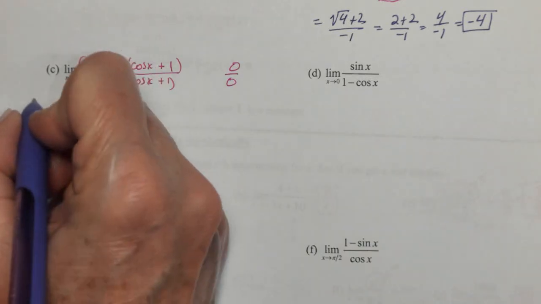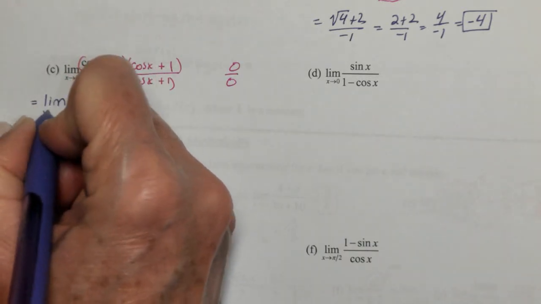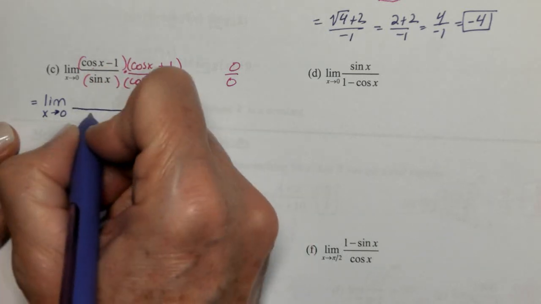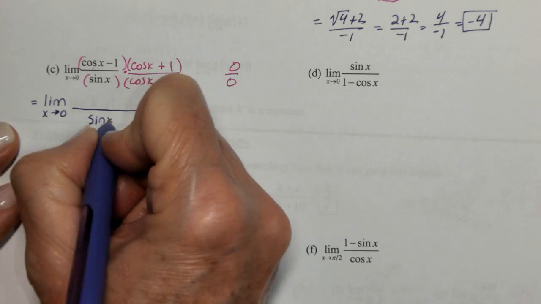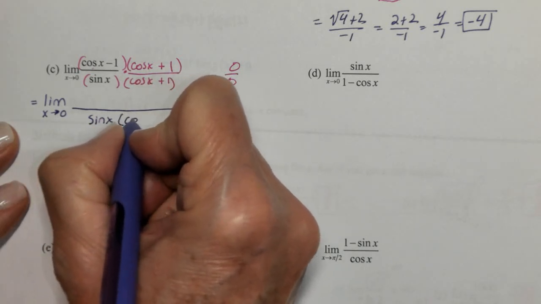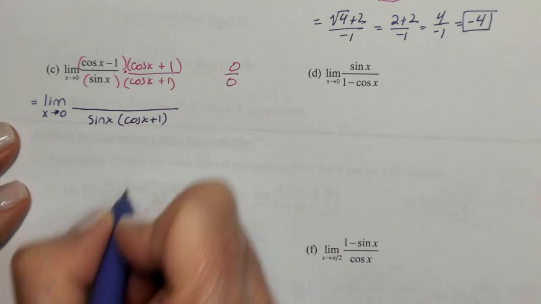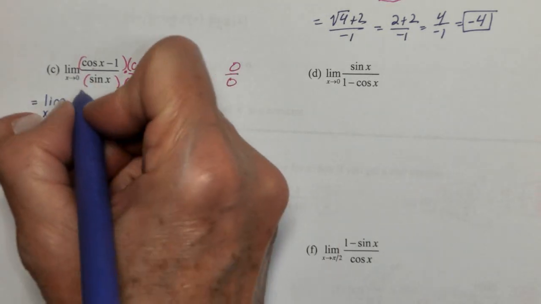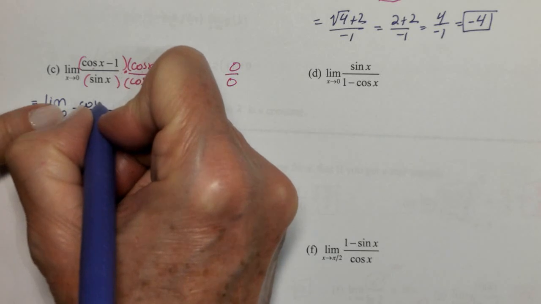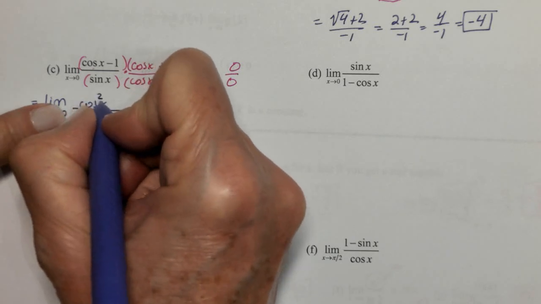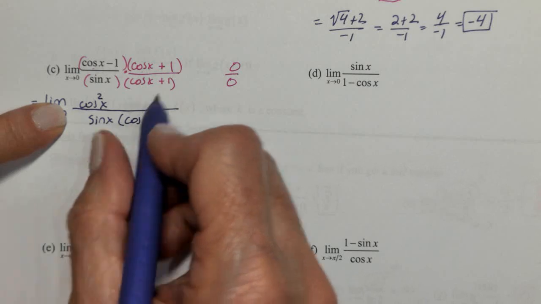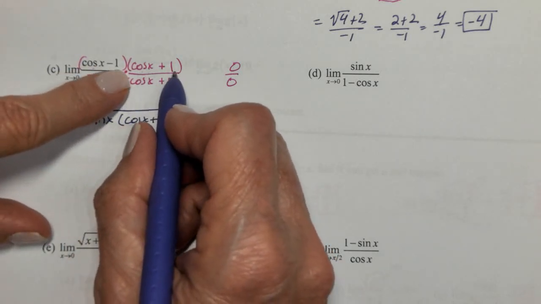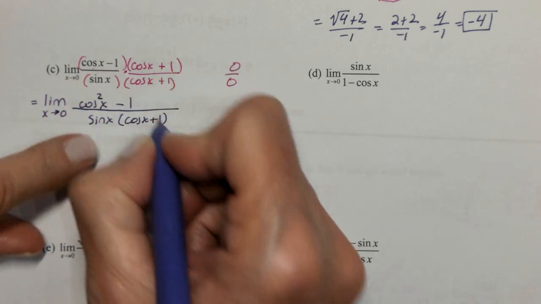And again, where my conjugates are, I'm going to actually multiply it out. Where my conjugates are not, I'm going to leave it alone. So on the bottom, I'm just going to leave it sine x times cosine x plus 1. Okay? Up on top, we have cosine squared x, or you can think of that as cosine of x all squared, but we write that as cosine squared x. The middle term zeroes out, as all conjugates do when you multiply them. And then we have a minus 1.